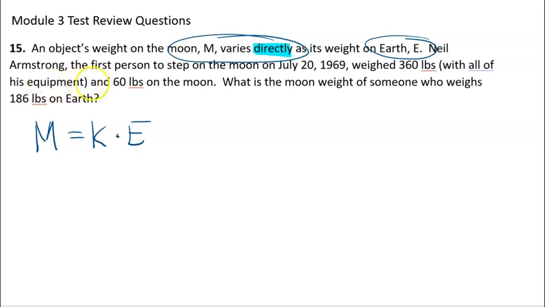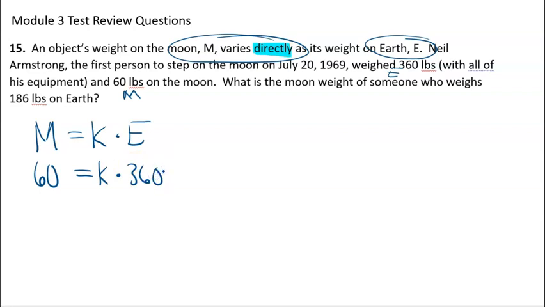So it says Neil Armstrong, the first person to step on the moon on July 20th, 1969. That's just extra fact information for you. Weighed 360 pounds. Now that's weight on the Earth, right? That's what we call E right there, with all of his equipment. But he weighed 60 pounds on the moon, and they told us that was M, weight on the moon. All right, we can do this. So I'm going to plug in 60 for moon. K is what I'm looking for, so I don't know what that is. And 360 is weight on the Earth.